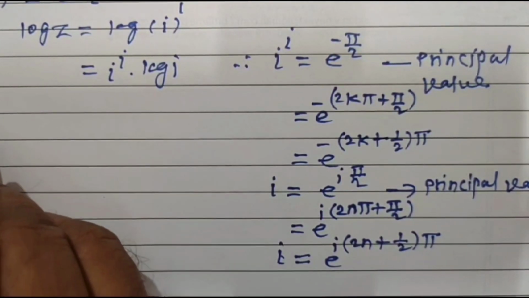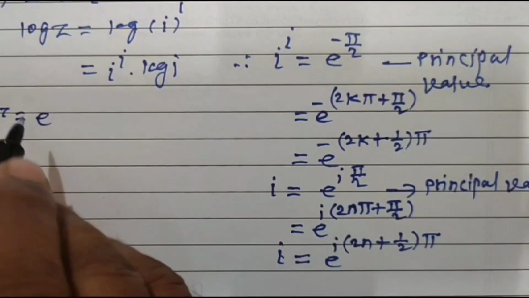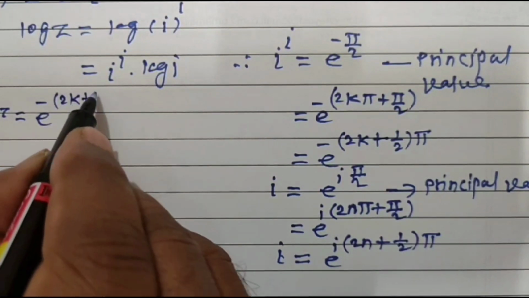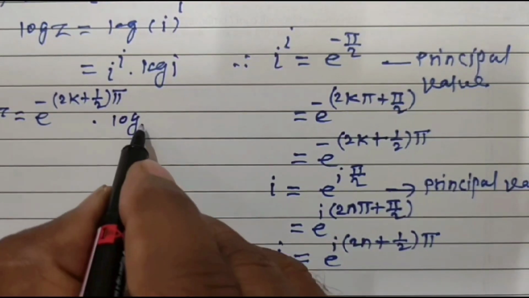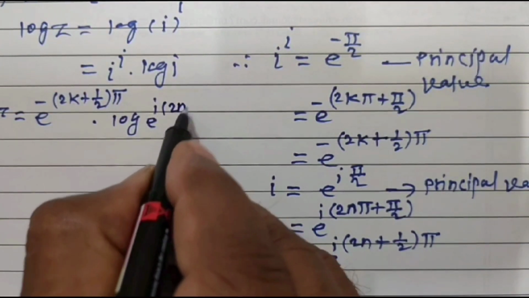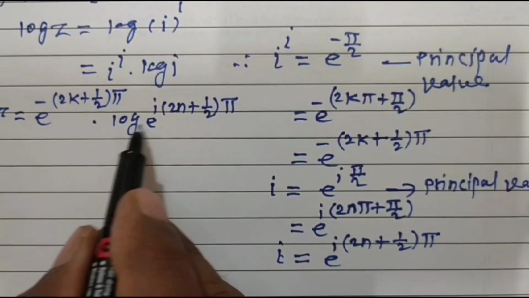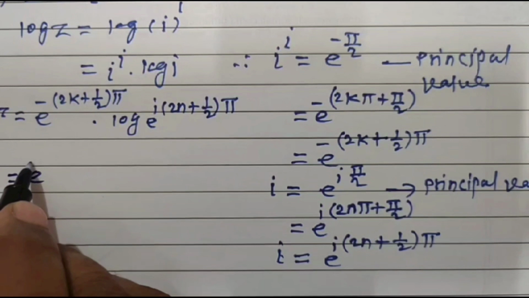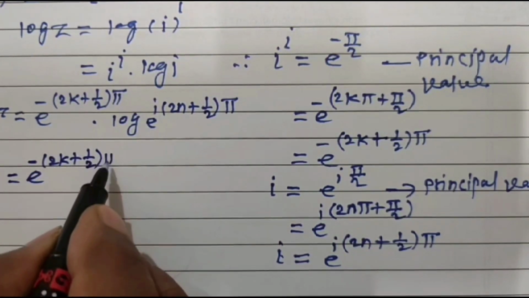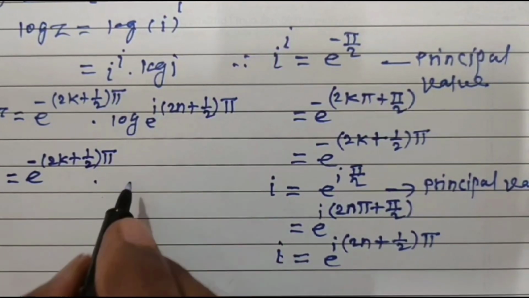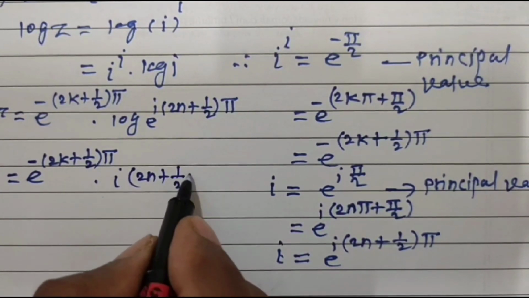Hence log z can be written as i to the power i, we can replace by this one, e to the power minus of 2k plus half times pi, and i you can replace by this, logarithm of i is e to the power i 2n plus half times pi. And now this is, suppose, e to the power i theta. Applying property of logarithm, this can be written as e to the power minus of 2k plus half times pi into, this can be written as i into 2n plus half times pi.